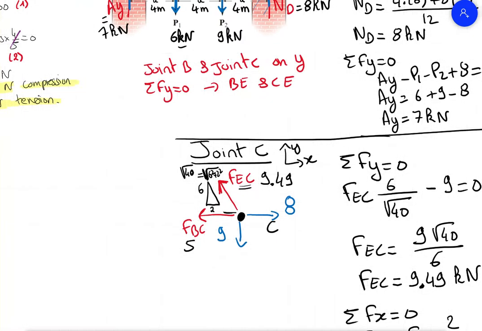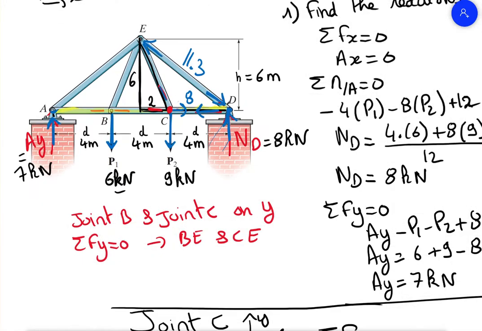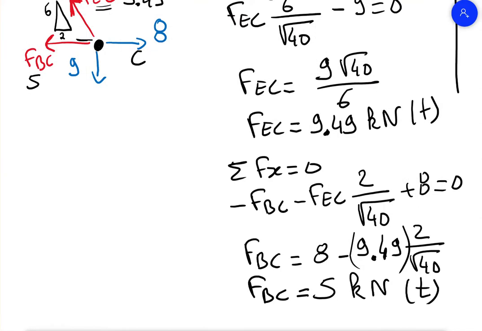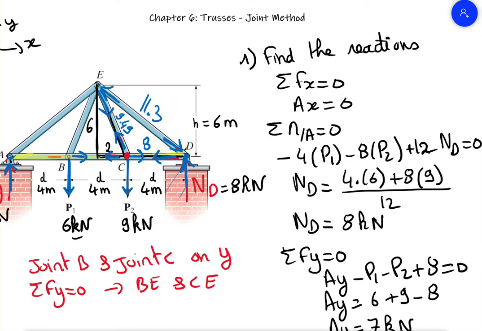It's just right there, so I can add them to this graph. So this one going up, this one going down, and it's 9.49. This one going to the left, this one going to the right, and we found 5. So that's 5 there. I know there's a lot of information there.